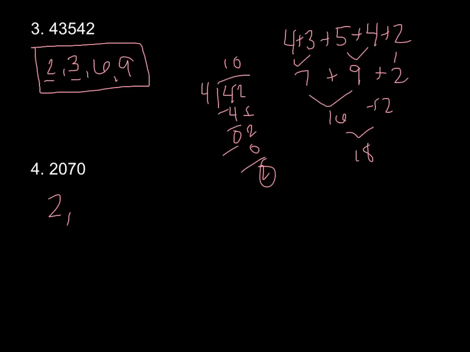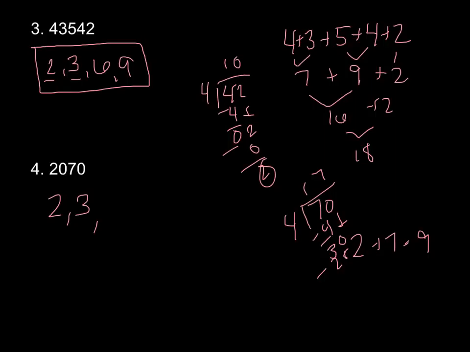Is the sum of the digits divisible by 3? So let's add up. Basically, 2 plus 7 is 9. 9 is divisible by 3, so yes, 3. 4, the last 2 digits, is 70 divisible by 4? 37 minus 28, I'm left with 2 over, so nope, not 4. 5, 1's digit is a 5 or 0. Yep, 1's digit is a 0.